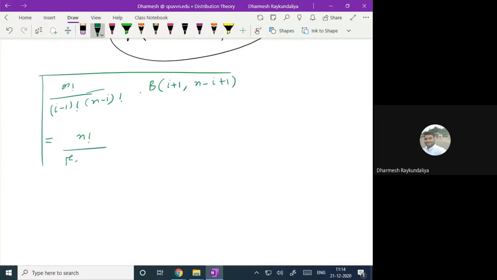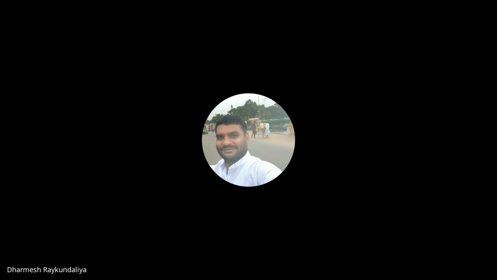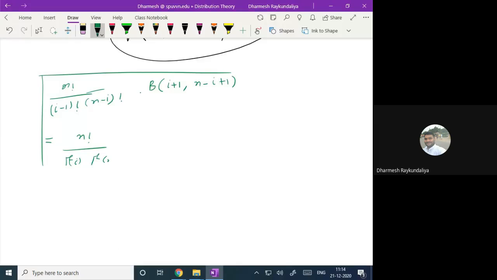This is the gamma n minus i plus 1. Okay. यहाँ पे क्या होगा, it is gamma i plus 1, this is the gamma n minus i plus 1 divided by gamma n plus 2. Because i plus 1 plus n minus i will be cancelled out, and 1 and 1, 2.